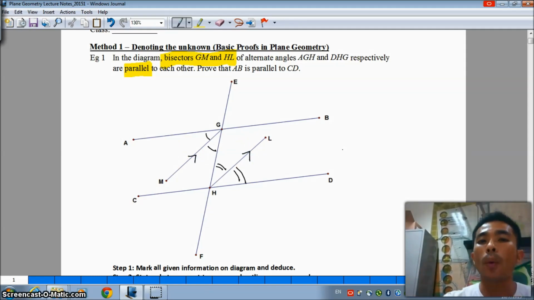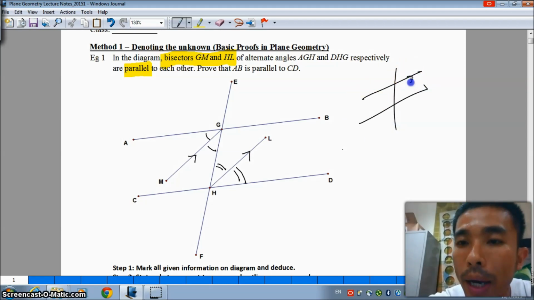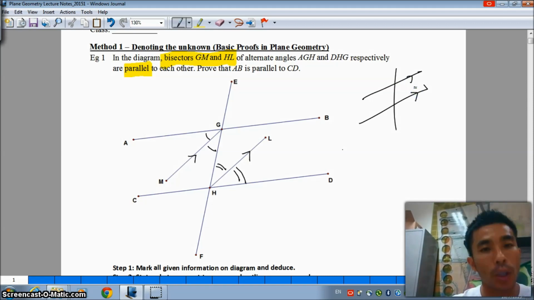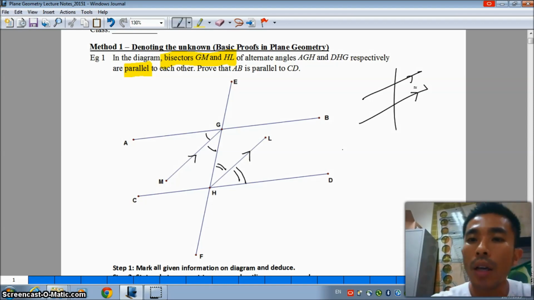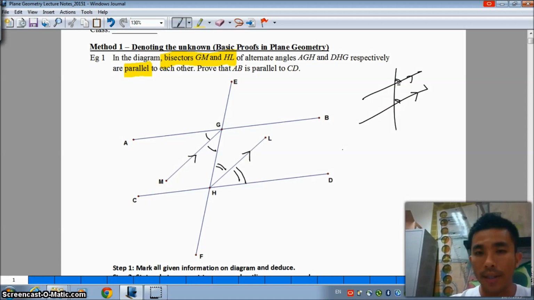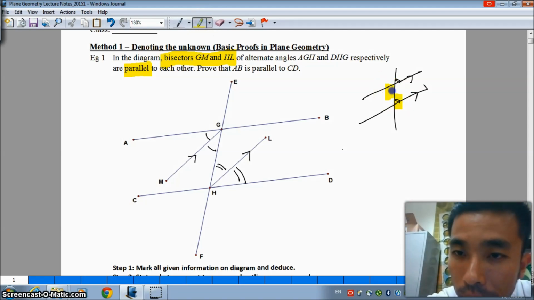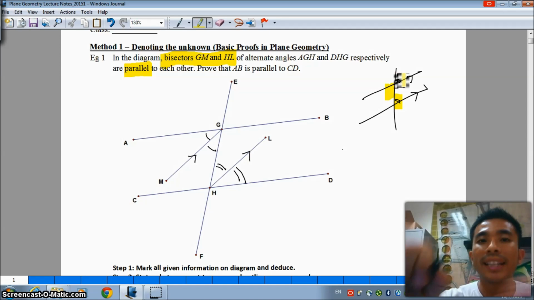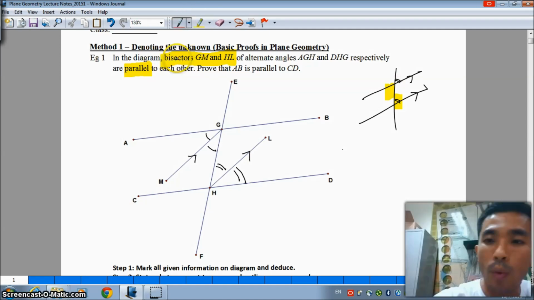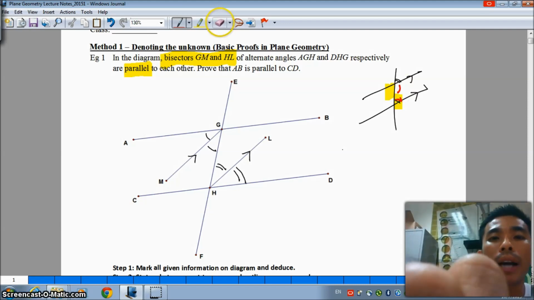Okay, if you remember correctly, whenever two lines are parallel, there are a few things you can make use of. You can make use of the CAI theorem. CAI meaning C, corresponding angles are equal. Next, A, alternate angles are equal. Last but not least, the interior angles are supplementary as well. Okay, this is based on the CAI theorem.